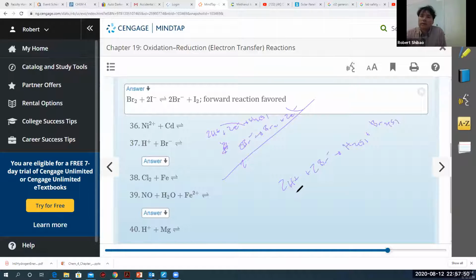And then we compare. This is the oxidizer in the forward, this is the oxidizer in the reverse, this is the reducer in the forward, this is the reducer in the reverse. And so comparing the oxidizers, which one's stronger, H plus or bromine? Okay, here we can go back to the book and take a look.